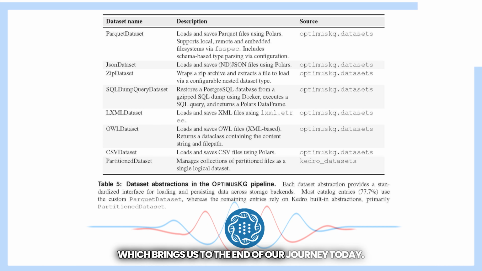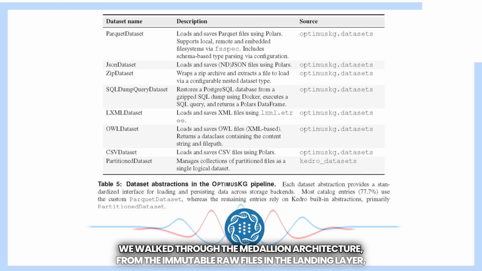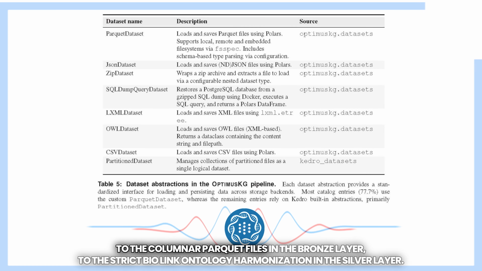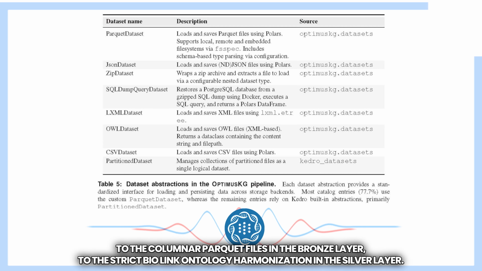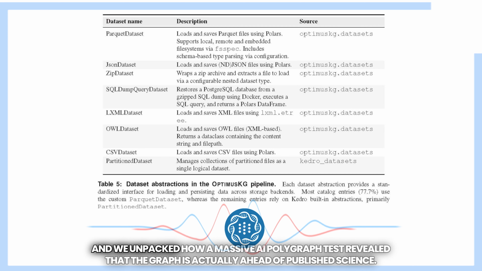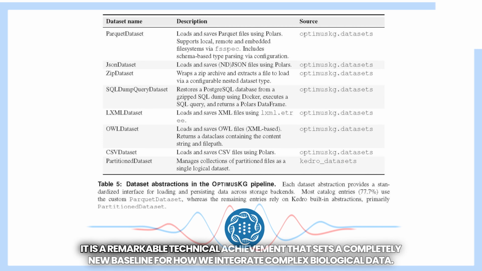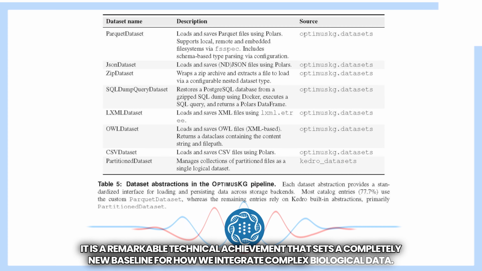Which brings us to the end of our journey today. We started by looking at the messy, fragmented state of biomedical data. We walked through the medallion architecture, from the immutable raw files in the landing layer, to the columnar parquet files in the bronze layer, to the strict Biolink ontology harmonization in the silver layer. We explored the staggering scale of 21 million edges, and we unpacked how a massive AI polygraph test revealed that the graph is actually ahead of published science. It is a remarkable technical achievement that sets a completely new baseline for how we integrate complex biological data.